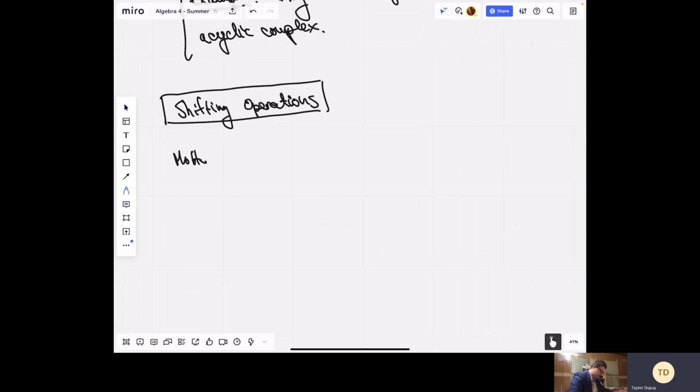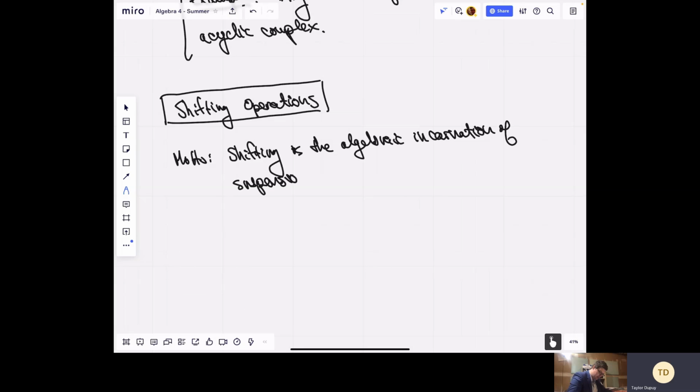So the motto is that shifting is the algebraic incarnation of suspension in topology.